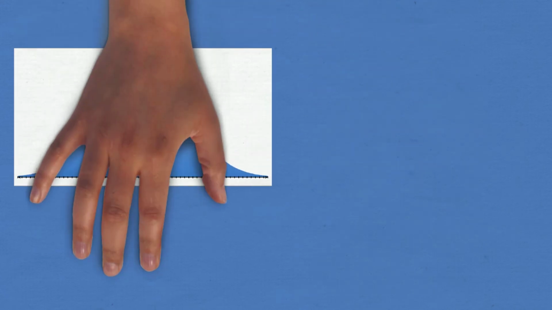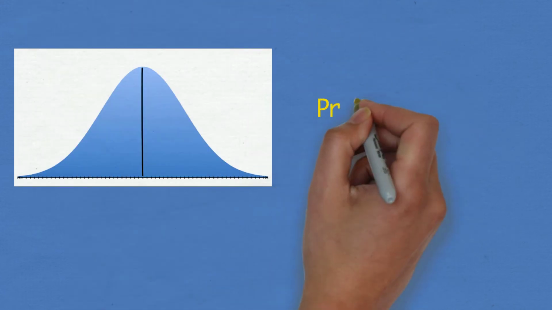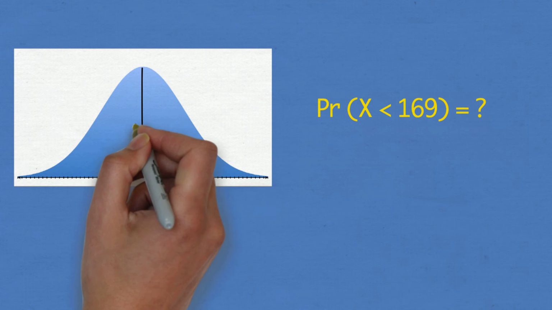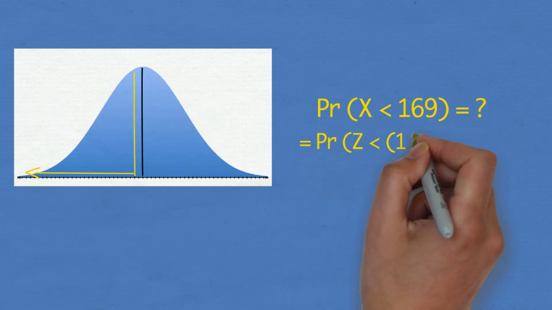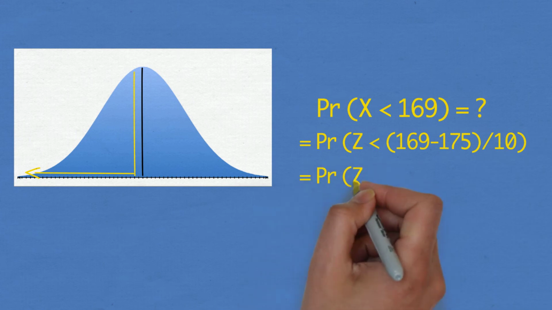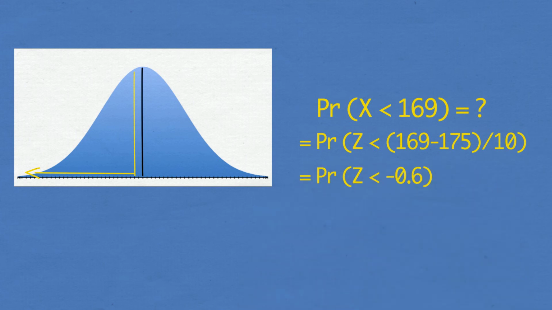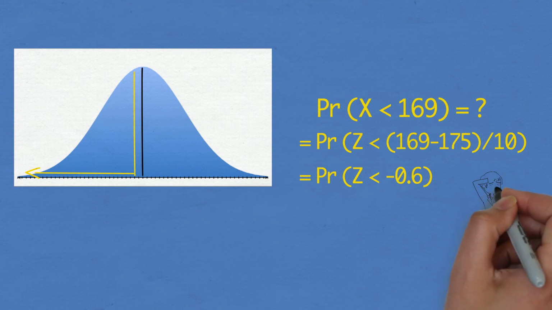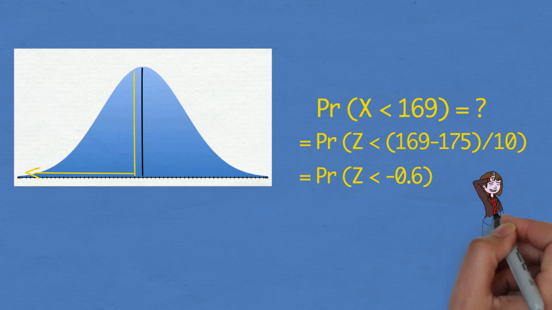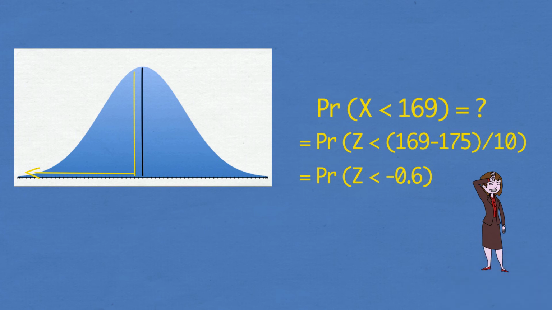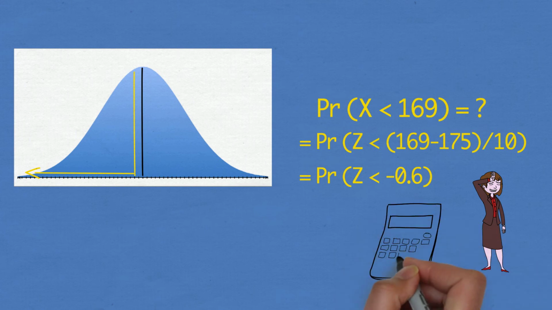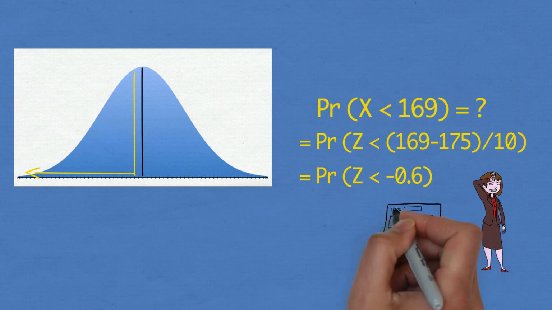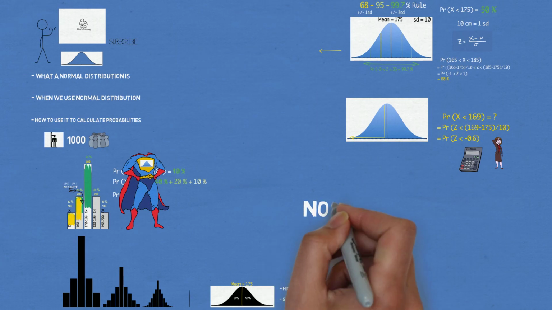Now, to answer the main question, what is the probability of less than 169 centimeters? You would calculate the standardized score. You'll realize it is not a whole number, so we can't use our 68, 95, 99.7% rule. However, don't fear, as mathematicians in the past have already worked out those values for you already. All you have to do is chuck it inside your CAS calculator under the normal distribution commands to get your answer. And that's it about normal distribution.